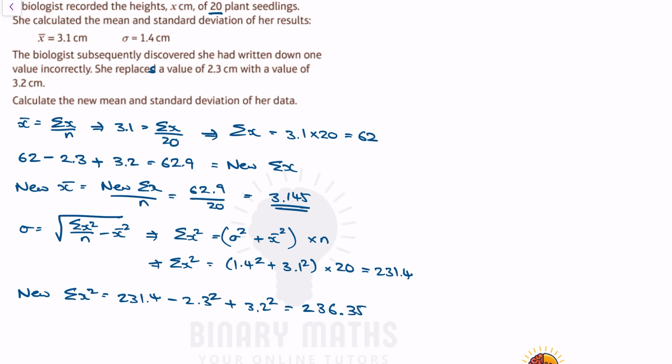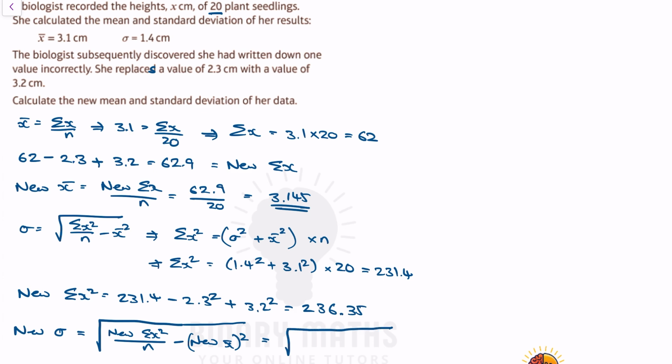So the new sigma will be equal to square root of new sum of x squared over n minus new x bar all squared, which is equal to square root of 236.35 over n, which is 20, minus 3.145 all squared, because that's the new mean squared, which gives us a value of 1.387975, which is equal to 1.39.